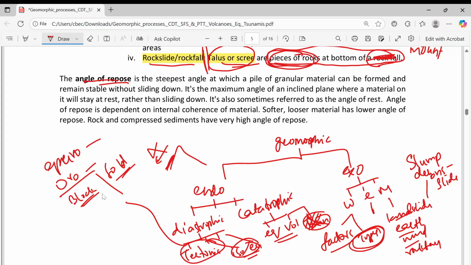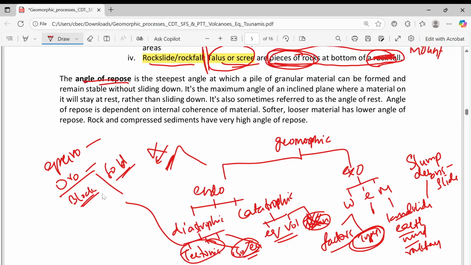For example, what is frost shattering, frost wedging? Chemical weathering is prominent in humid climate; chemical weathering means some reaction has to happen. Physical weathering is prominent in dry areas, where there is expansion and contraction. Then what is the difference between hydration and hydrolysis? Hydration means you put a sponge and it absorbs the water. Hydrolysis is breaking the rock, dissolving. You put sugar in water, it will dissolve.